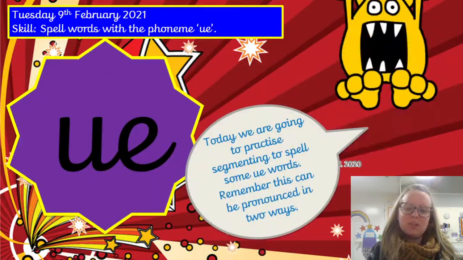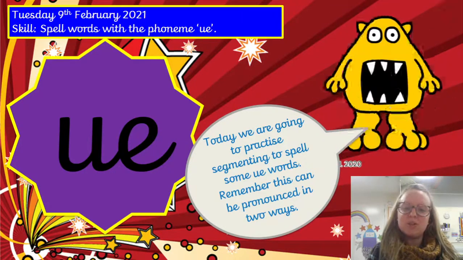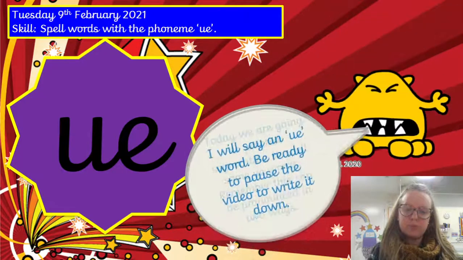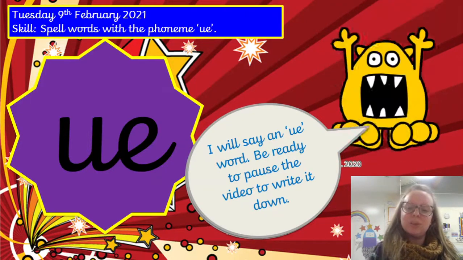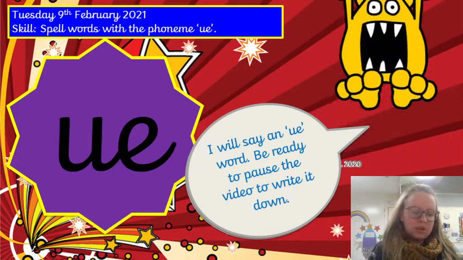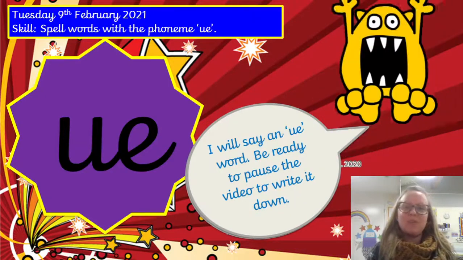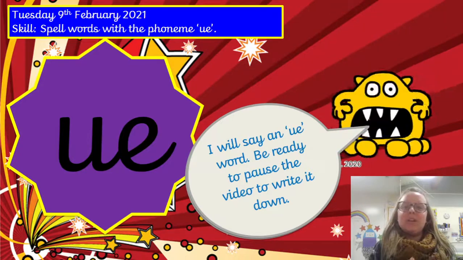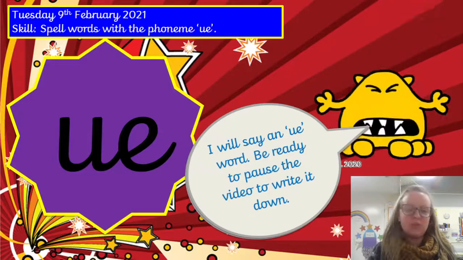So today we're going to practice segmenting to spell some OO words. Remember, this can be pronounced in two ways. OO or U. So I'm going to say an OO or U word and you need to be ready to pause the video to write it down. Okay, so the first, I just gave it away. The first word is glue. Let's sound it out together. G-l-u, glue. Can you write that word down for me?